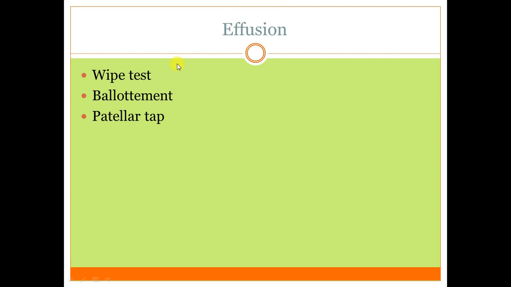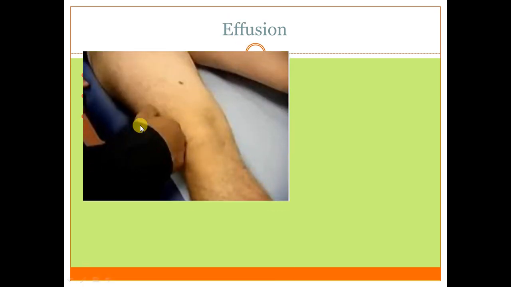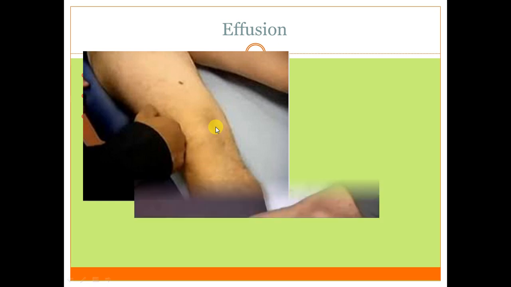Second item is effusion: wipe test, ballottement and patellar tap. This is the wipe test. You start by wiping the medial side until this furrow, the normal furrow, appears. Then wipe the lateral side. If some bulging comes here, there is a mild type of effusion.